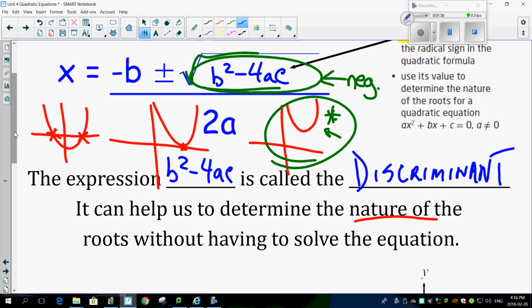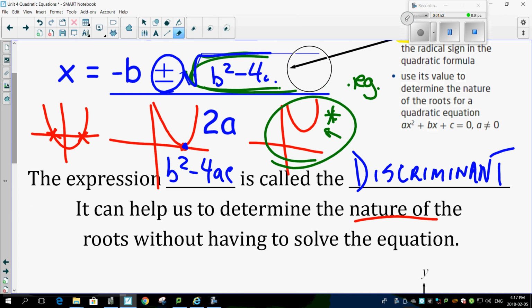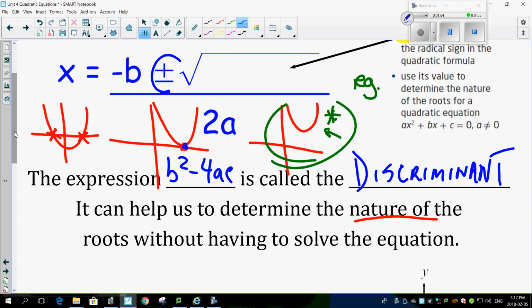Think about it again. What if this gives you just 1 root? That means you don't need this plus or minus here, because plus or minus gives you 2 roots. So how do you get so that this doesn't become a factor? Well, simple. That's really simple. Make this equal to 0. Plus or minus 0, sorry folks, you only have 1 root.